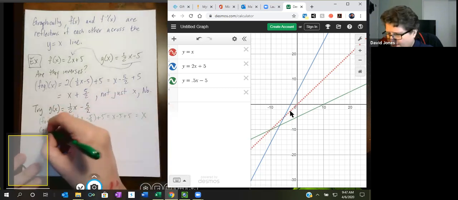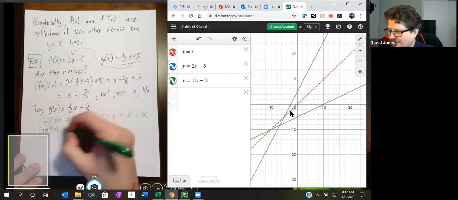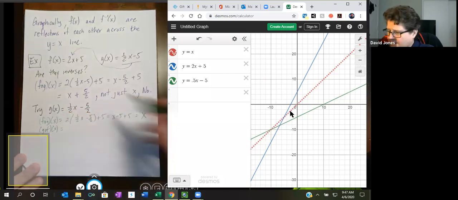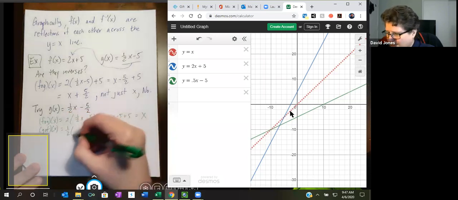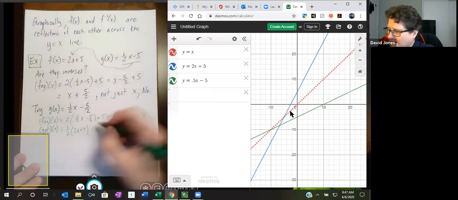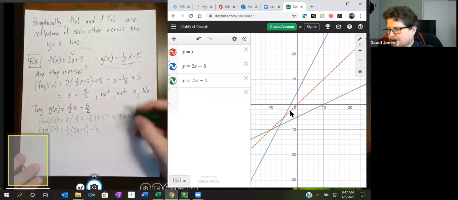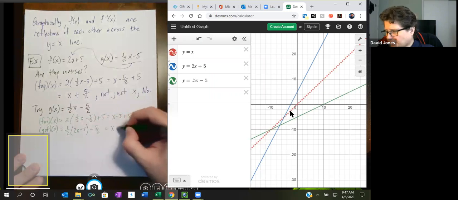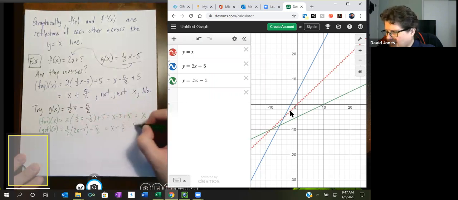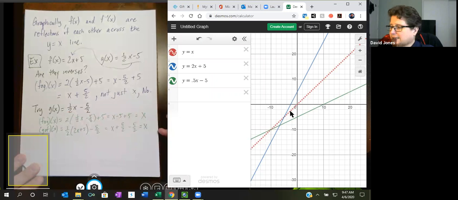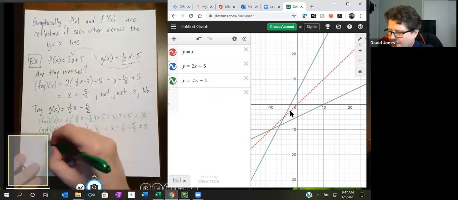Then we'll do g of f, or g of f of x. Now we've got 1/2, and we stick in 2x plus 5. This equals x plus 5/2 minus 5/2, which is also x. These are inverses.